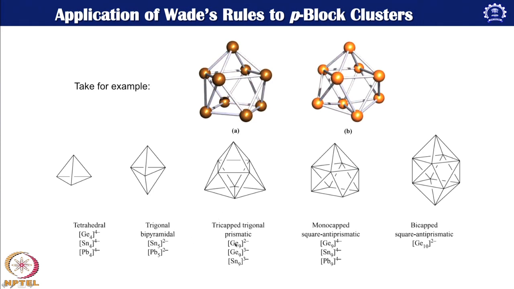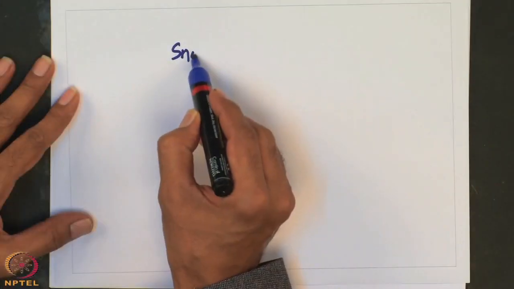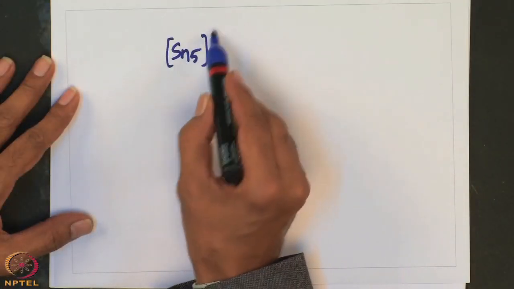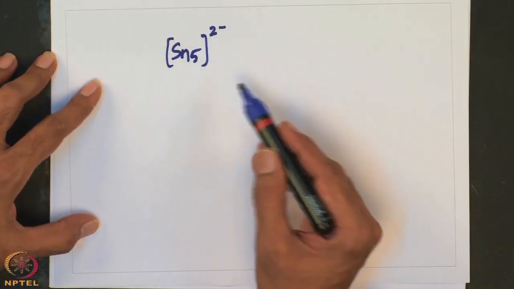And if you see here, tricapped trigonal prismatic geometry we have, and in this one we have monocapped square antiprismatic geometry. In one of these cases I would show you, for example, let us consider Sn5 2 minus. Simply I will consider Sn5 2 minus, and let us try to predict the geometry of this one.